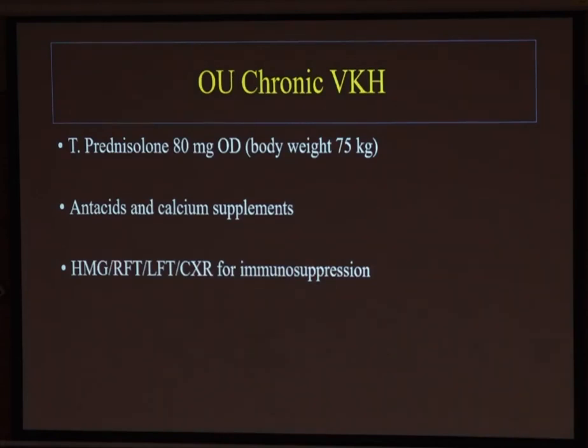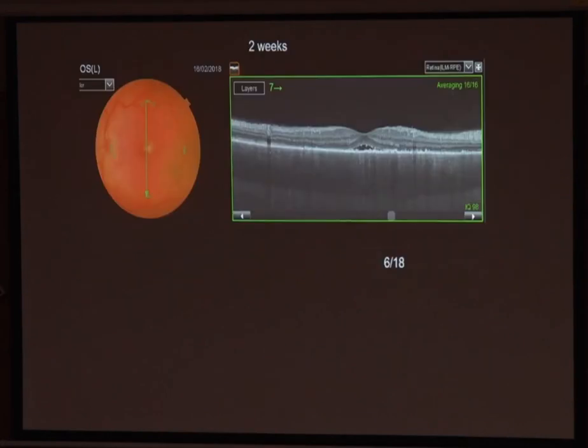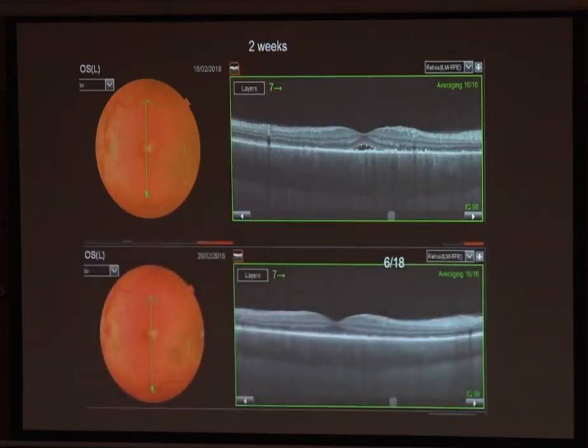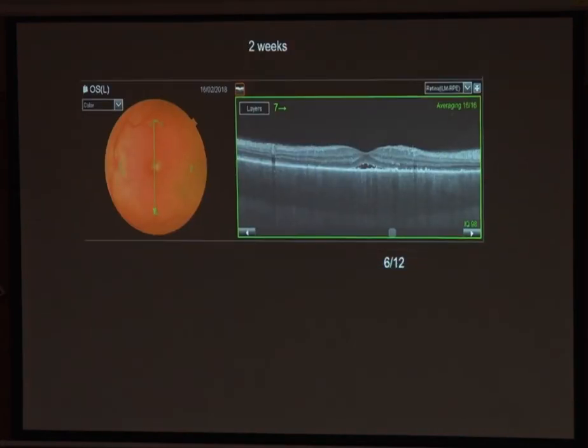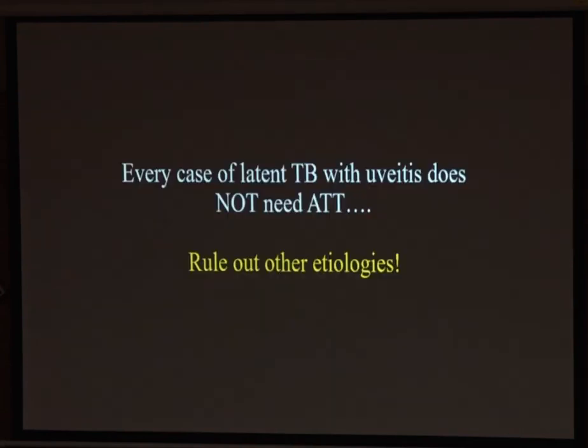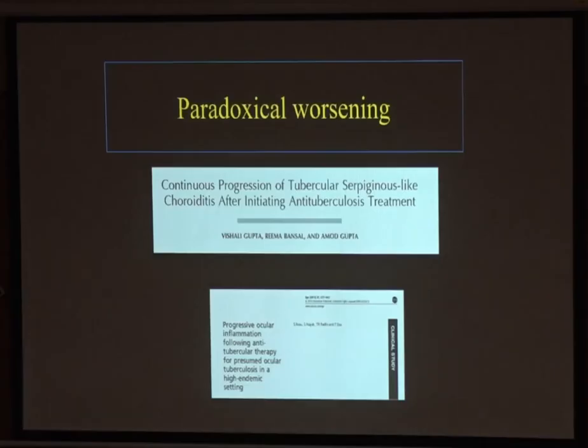So we hiked the steroids, put the patient on immunosuppression, and then you can see the choroidal thickness is decreasing, subretinal fluid is going in both the right and the left eye. So every case of latent TB with uveitis does not need ATT, please keep in mind.